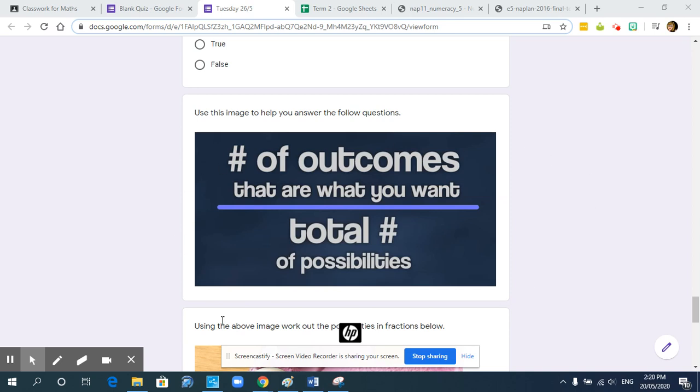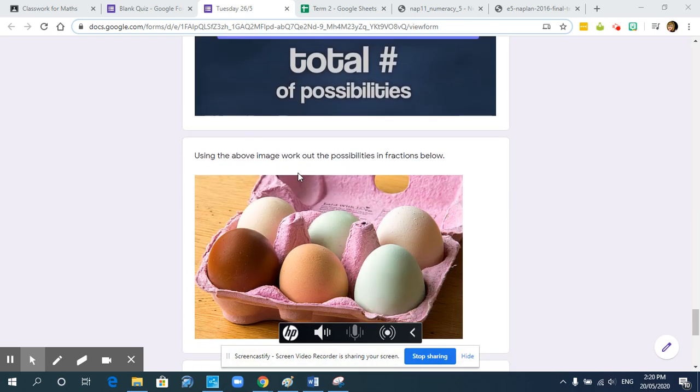This image was also on the video to help you figure out the next couple of questions. So the number of outcomes that are what you want and the total of the possibilities. So remember, the possibilities on the dice were 6. There were 6 different possibilities. The possibilities on a coin toss was 2, heads or tails. And if we were rolling the number 3 on a dice, it would be a 1 at the top, because that would be one of the numbers out of 6.